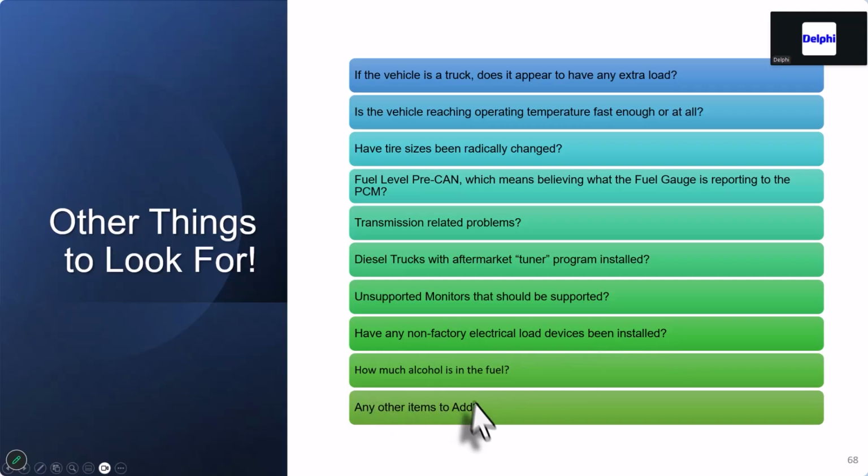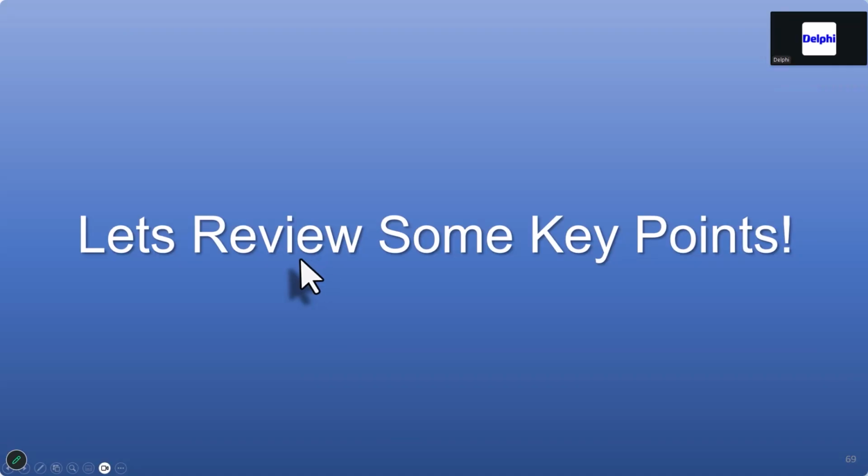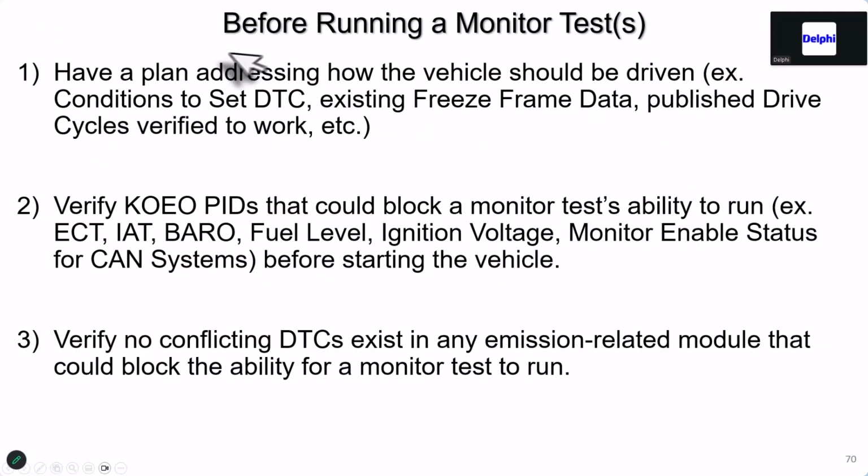And I'm sure if we queried this whole group, we could come up with probably a bunch more to populate this list. So takeaways: have a plan, get your conditions. If you don't have your conditions set, use existing freeze frame. Remember, published drive cycles are nice, but they can work out of order. Startup temperature changes them. Verify these important PIDs and enable status, key on engine off, and verify there are no conflicting DTCs.